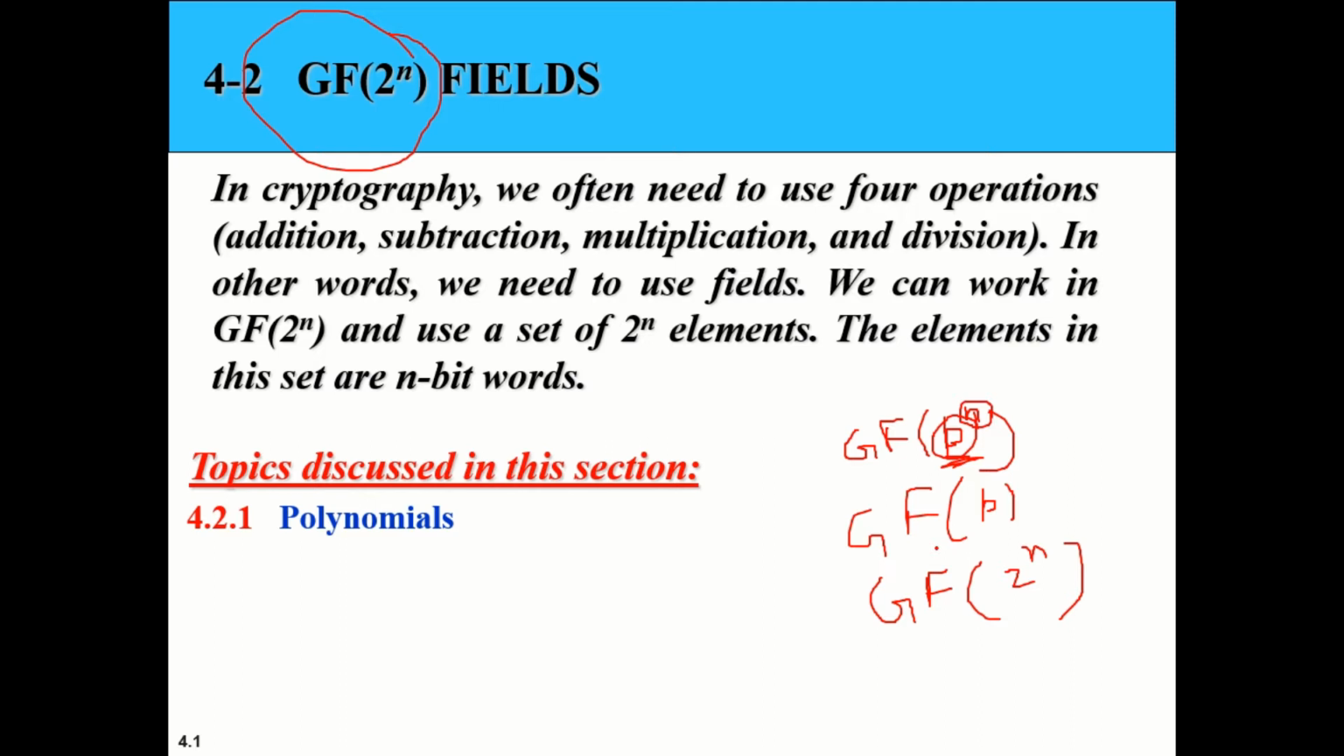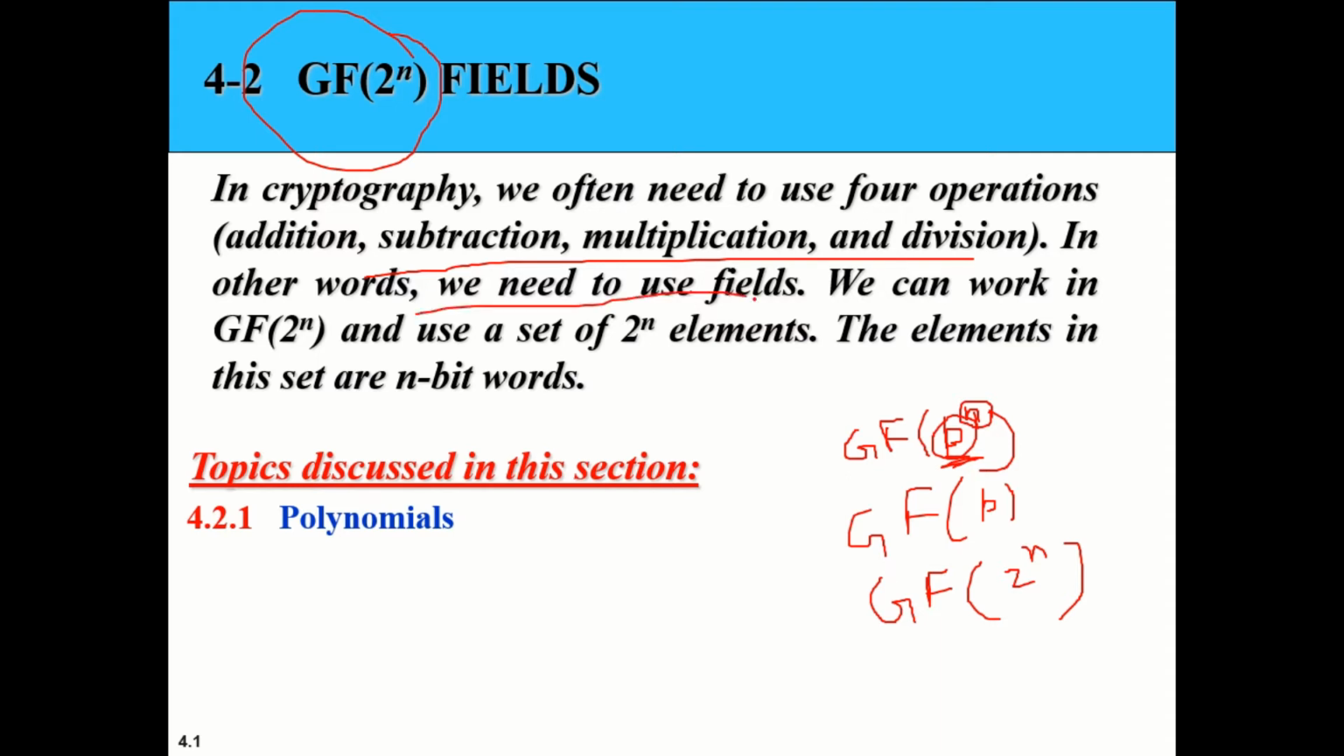Because in most of the cases we make use of fields. The reason is, in the last class I showed you in the summary table that while using fields we can perform all the operations, that is addition, subtraction, multiplication and division. Since in cryptography we need to perform all these operations often, we make use of fields in cryptography.